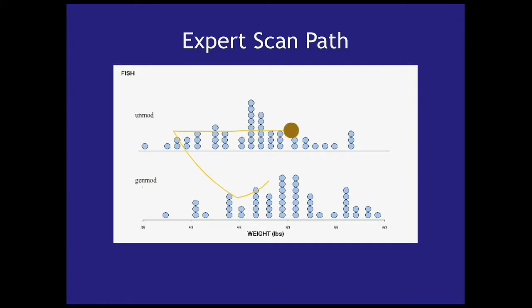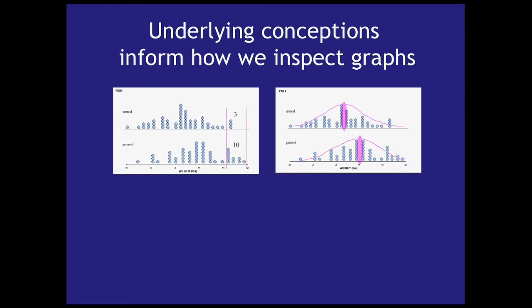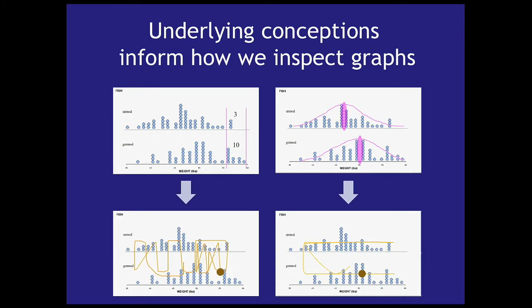Experts, by contrast, tended to scan horizontally across each distribution, one group at a time. And we believe they were trying to locate the centers of each distribution and then compare the relative location of those centers. In both cases, underlying conceptions of data drove the inspection of graphs.